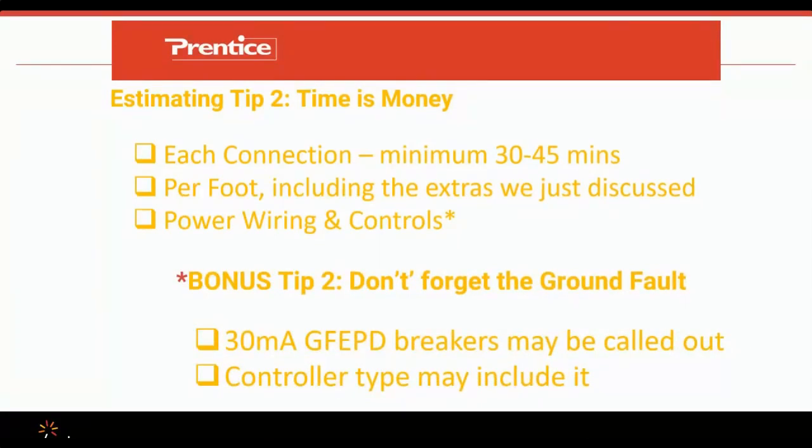And here's a bonus tip. There's going to be a requirement per NEC that you have to have a 30 milliamp ground fault protection. This is one of the number one things that gets missed in the field. Sometimes it's called out in the spec. Sometimes it's called out in the panel schedule. Sometimes it's missed altogether. It's something for you to be aware of. You can have a 30 milliamp ground fault equipment protection style breaker, or you can have the controller itself have a ground fault protection included in it. So be sure to think about that. And if you have any questions, be sure to ask us and we can get you through that.